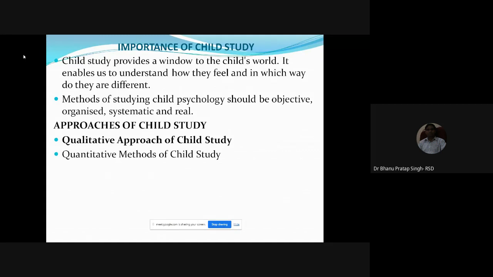Child study provides a window of the child's world. What the child thinks, what the child feels, what the child does, what are the different stages of child development. This is the child's world, and that enables us to understand how they feel and how they are different from others, a kind of individual differences.